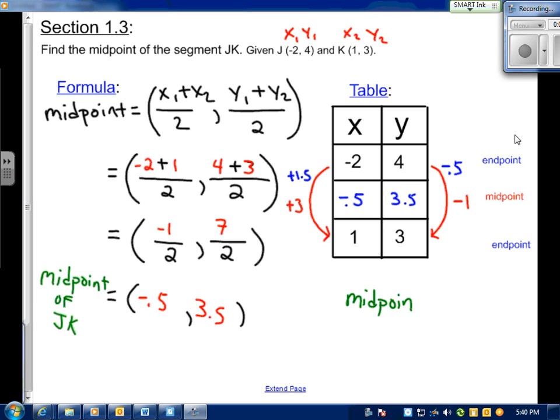And if you look at the coordinates of that midpoint, we have negative 0.5, comma, 3.5, the exact same solution as we had using the formula. Some people find the table a much easier way to do midpoint. It's really helpful if you know the midpoint and you're working backwards.